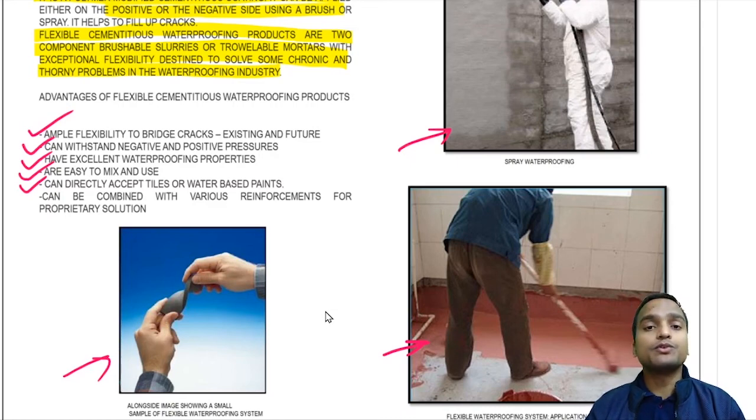So this is how we do waterproofing on different systems, either on the attacking side, which is called the positive side waterproofing, or on the defending side, which is called the negative side waterproofing system.